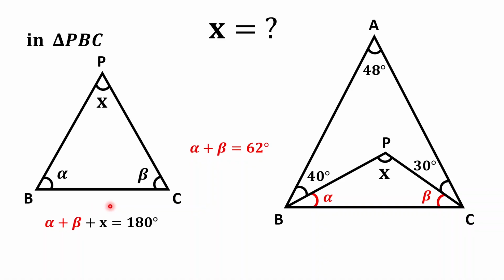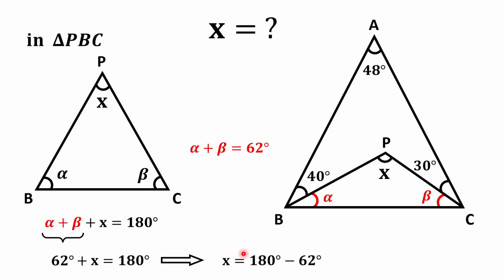Now we know that alpha plus beta gives us 62 degrees. Therefore, adding that into our equation, we can say 62 degrees plus x is equal to 180 degrees. Now subtracting 62 from both sides, on the left side, 62 cancels out with 62, and on the right side, 180 minus 62 gives us 118, and that is the value of x.